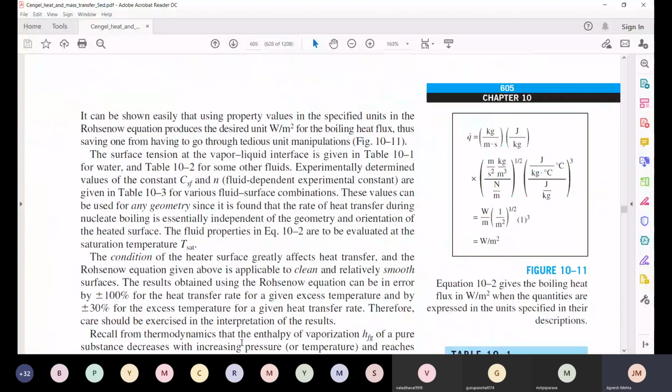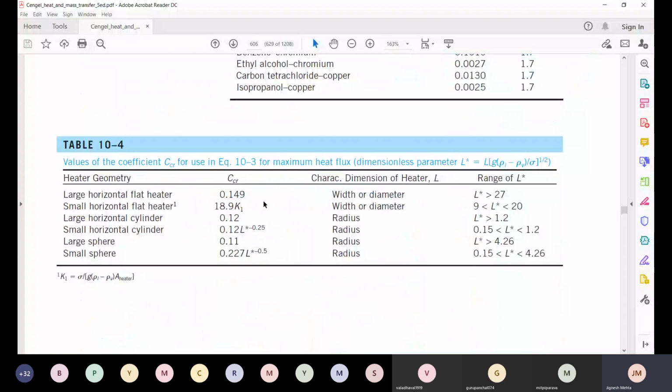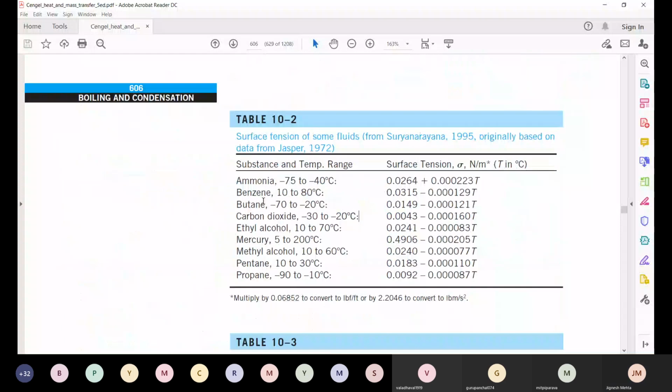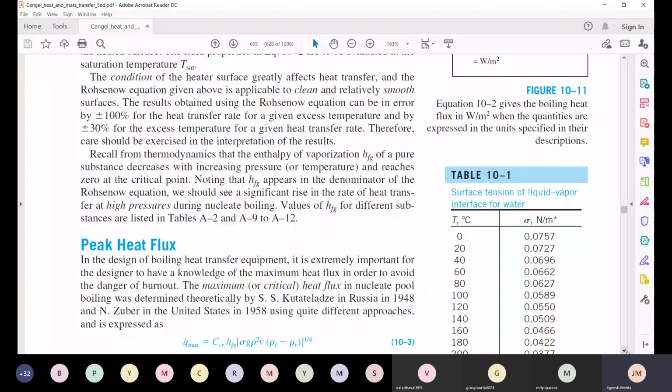So we may not go much into that. There is a correlation for the peak heat flux also, that is the critical heat flux. Then there is a correlation for the minimum heat flux, that is the Leidenfrost point also. So the values of C and N, as you can see in this table, Table 10.1, actually give the surface tension of the liquid-vapor interface for water at different temperatures.